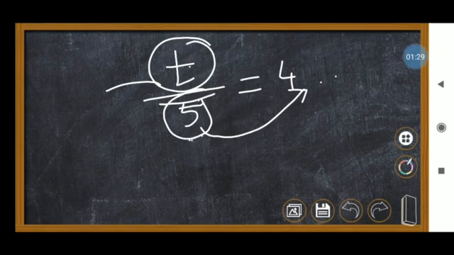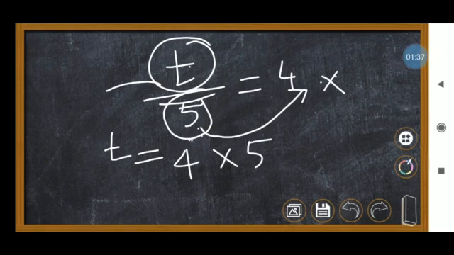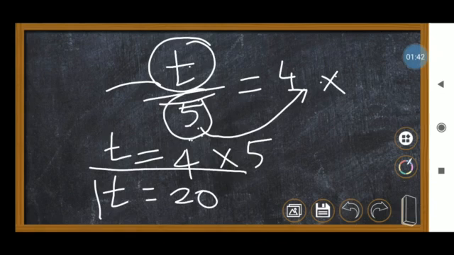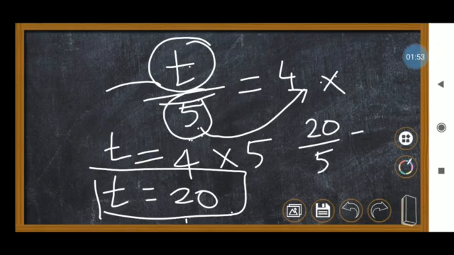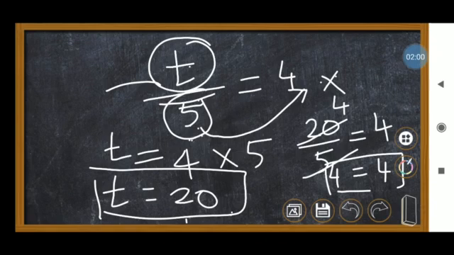So what is the value? t equal to 4. This is a division, so when it goes to the other side it becomes multiplication. So t equal to 4 into 5, which is 20. So this is the value of t. To check the answer, instead of t you put the value 20. So 20 divided by 5 is equal to 4. 5 ones are 5, 5 fours are 20. That means 4 equal to 4. Am I right? So this equation is correct for the value of t equal to 20.